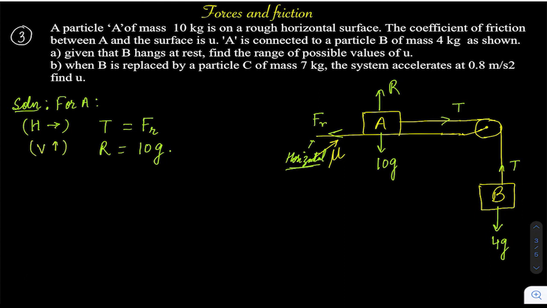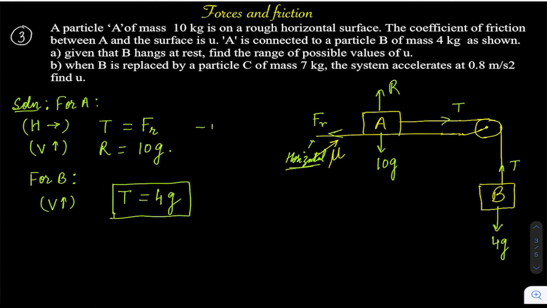So this is in vertical direction for A. Now similarly we will do for B. Now for B, we know motion or forces are only in vertical direction. So we will consider only vertical direction. So for B, in vertical direction, what's happening? So tension will be equal to 4g. That's it. Nothing else is there. Because system is at rest, that is B is at rest. So now we have the value of tension. So this is our first equation, this is our second, let's say this is our third.